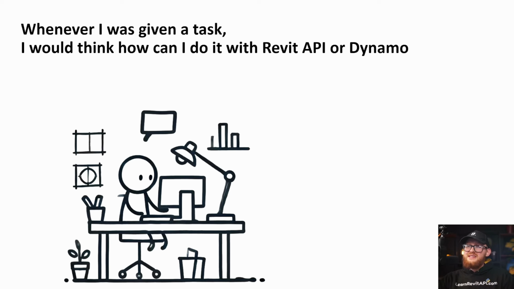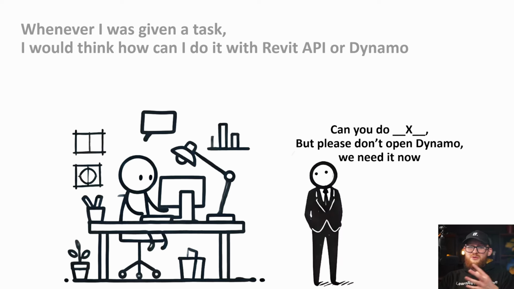Whenever I was given any task, I would always sit there and think, how can I do it with Revit API and Dynamo? And also many of my colleagues, whenever they came to me and said, hey, Eric, can you do these tasks? They would also often say, please don't open Dynamo, because we know you're going to open it, but we need the task right now. This is at the point where I was just learning everything.